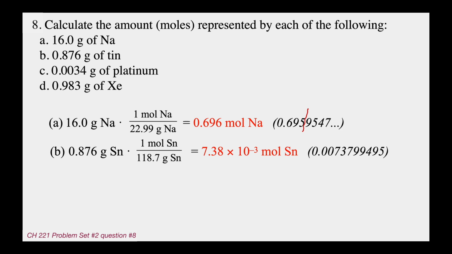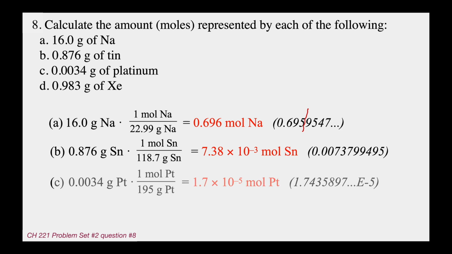The next one, 0.0034 grams of platinum, we'll divide it by the molar mass. Notice here how we cut this number down to 2 sig figs. 0.0034 is a 2 sig fig number. You could write that 3.4 times 10 to the minus 3 if you'd like. Divide it by at least 195 grams per mole, 1.7 times 10 to the minus 5 moles of platinum.